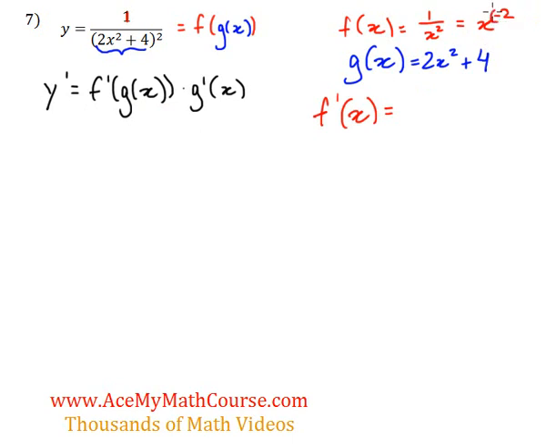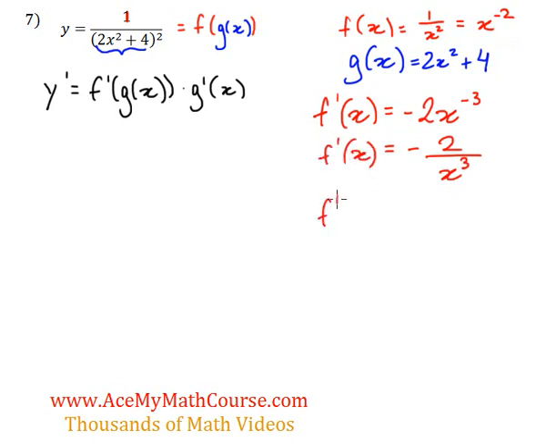Well, I can just bring down the negative 2. So we have negative 2 times x to the power of negative 3, because we just subtract 1 from the negative 2. So this will be equivalent to negative 2 over x cubed. So that's f prime of x.